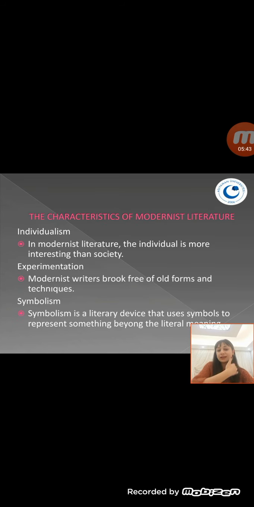Let's look at the characteristics of modernist literature. We will see individualism, experimentation, and symbolism. These affect modernist literature. In modernist literature, the individual is more interesting than society. Secondly, experimentation: modernist writers broke free of old forms, styles, and techniques. Symbolism is a literary device that uses symbols to represent something beyond the literal meaning.